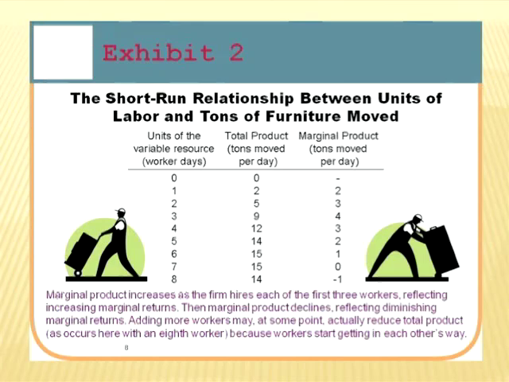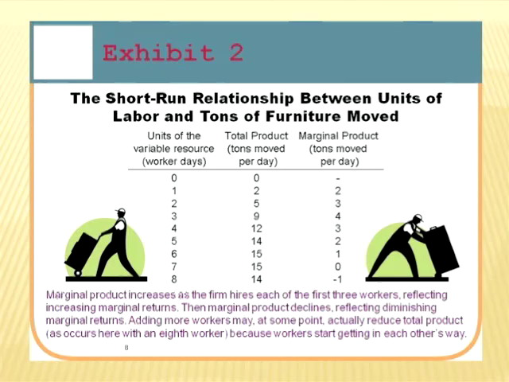So let's look at a production process. Here we're moving furniture or moving equipment, and we have a fixed factor, that is our truck, and our truck is rented. Nothing we can do about it. We can't change the truck into two trucks. It can only be one truck.